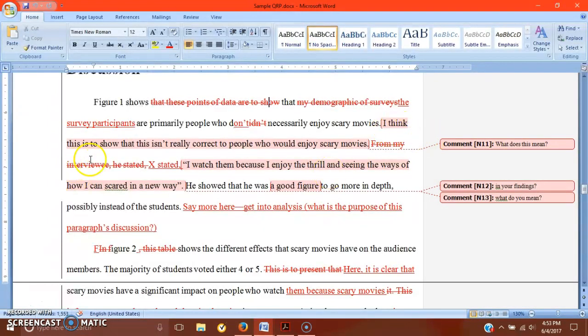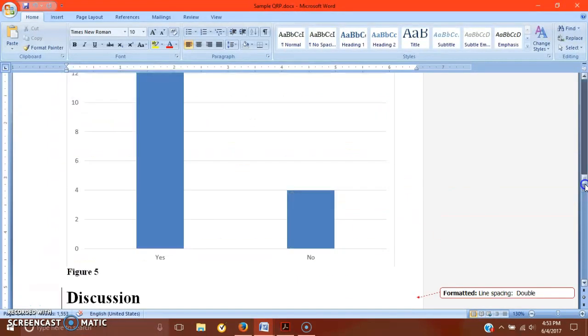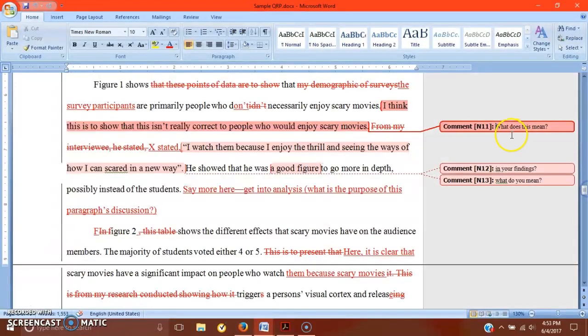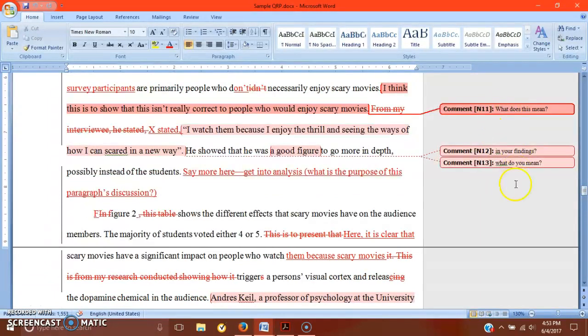And then he put, I think this is to show that this isn't really correct to people who would enjoy scary movies. So I kind of gave up on that sentence. I just put, what does this mean? I couldn't fix it in any way because he was completely not clear. And for you guys, because the summer is so fast, I'm doing these side comments, which most of the time students learn more from the side comments anyway. And the concision points, sometimes I highlight and I put delete and then add this word. So I'm trying to give you the same level of feedback.